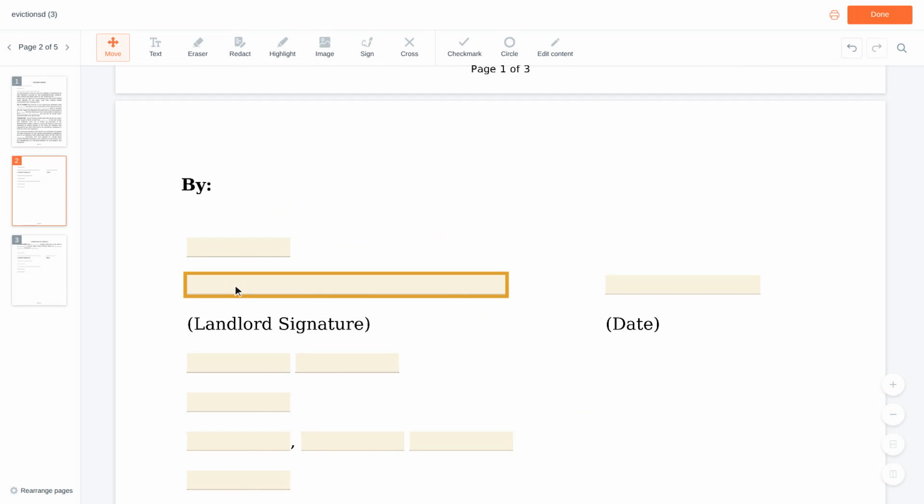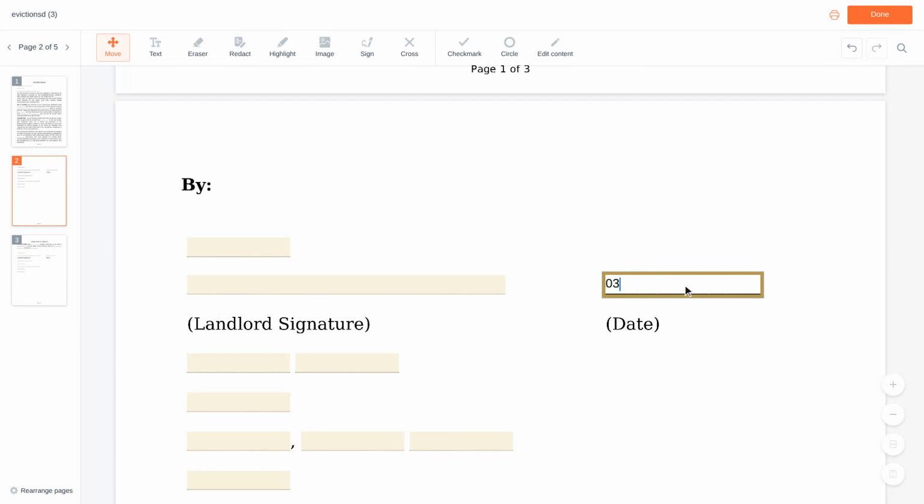Then sign. Next to the landlord's signature line, type the date. The last page is the certificate of service. It records who served the notice, when, on whom, and by what method. Complete it when you actually serve the notice, and keep a signed copy of everything for your records.